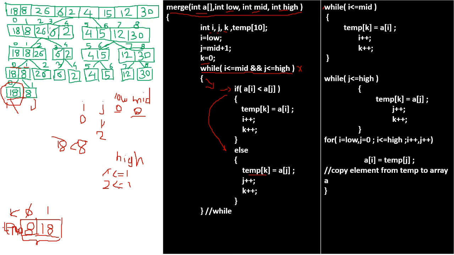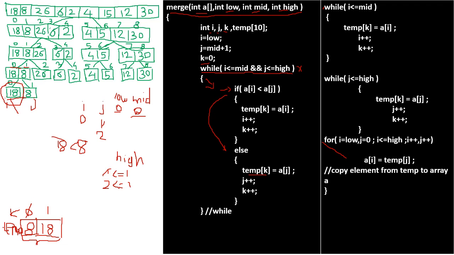Okay, after that what happens? Check the next condition, that is while j is less than or equal to I. No, because here this condition is terminated. J value is 2, and 2 is less than or equal to 1? No. Then we directly perform this for loop. What do we perform? In this for loop, we copy our temporary array elements into our actual array elements.